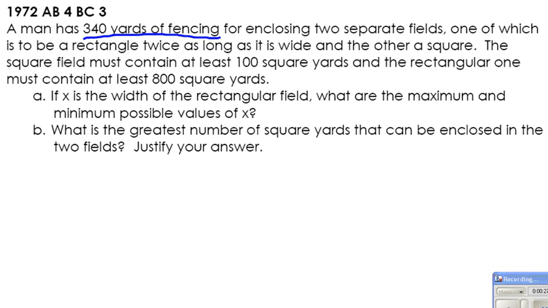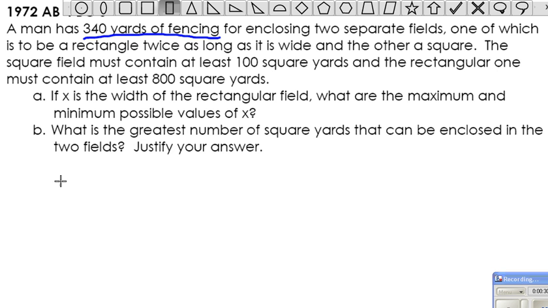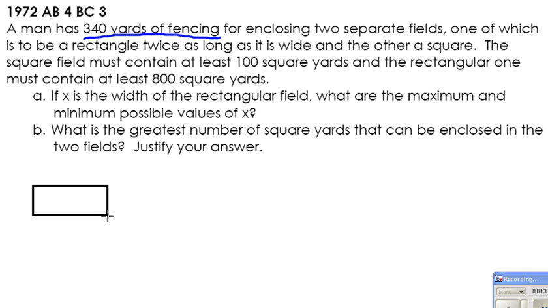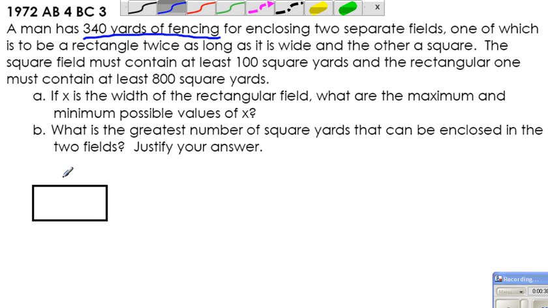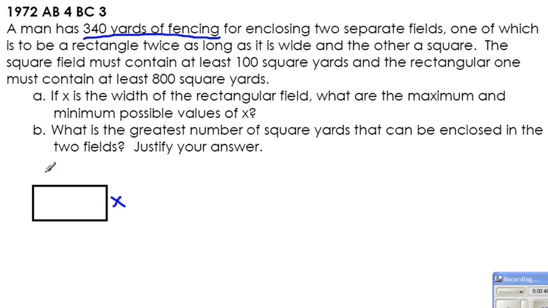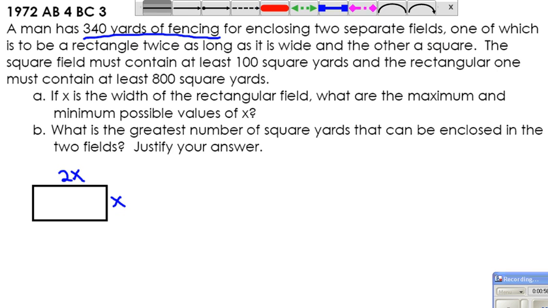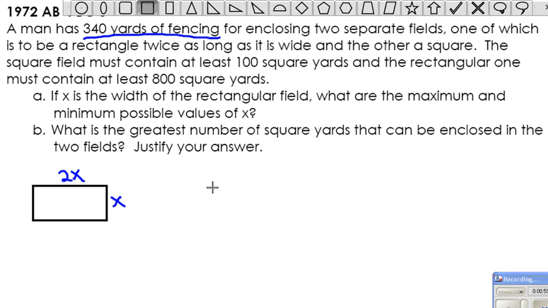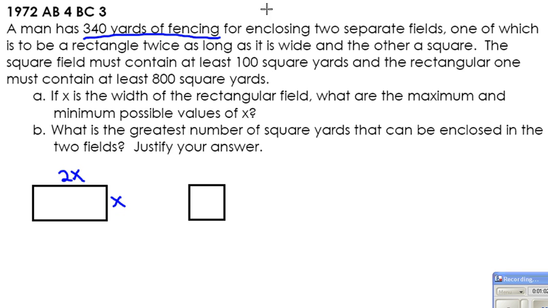So here, if you have one of them being the rectangle, something like this, where it is twice as long, and we let x be the width. So if this is x, then this has to be 2x, and the other one is a square, so we can call that y maybe.